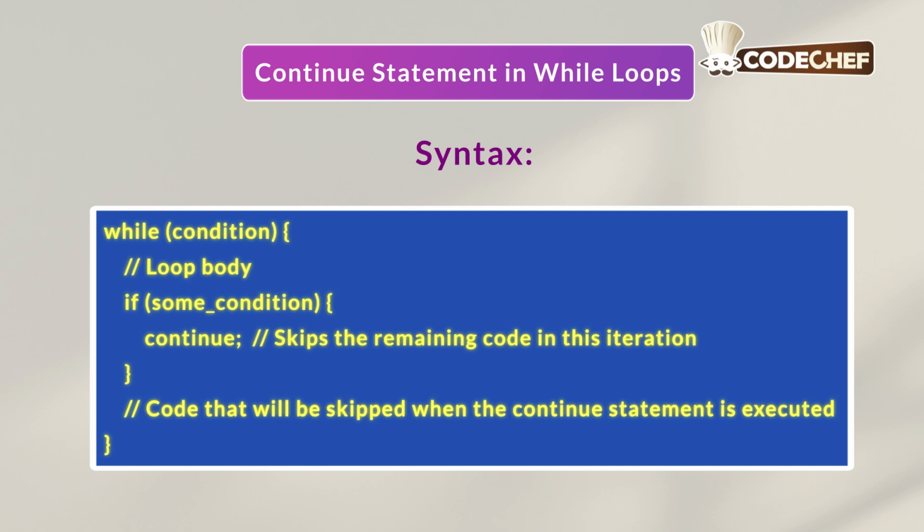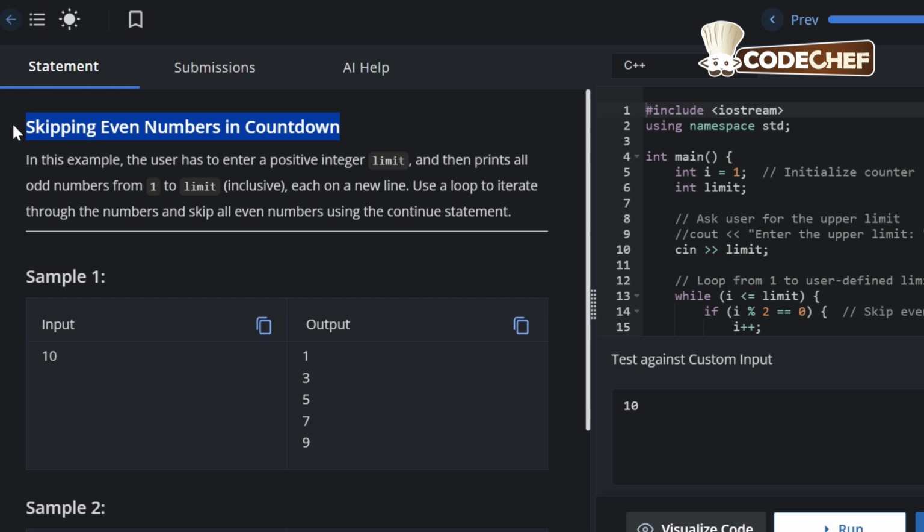Let us see how to use the continue statement in while loops on the CodeChef platform. Here the program objective is skipping even numbers in countdown. In input we will write 10 and we will get these values printed in the output: 1, 3, 5, 7, 9. Let's go to the code.